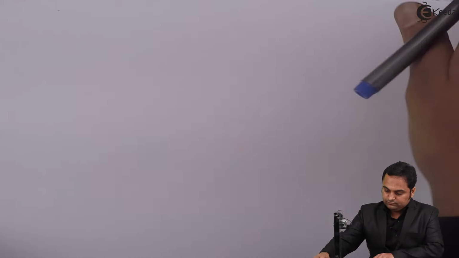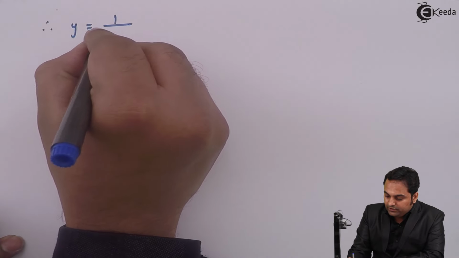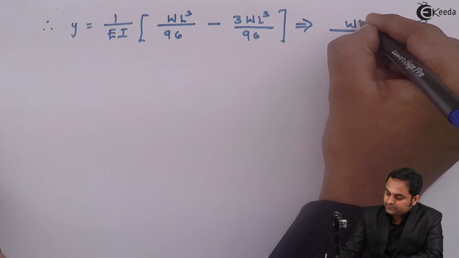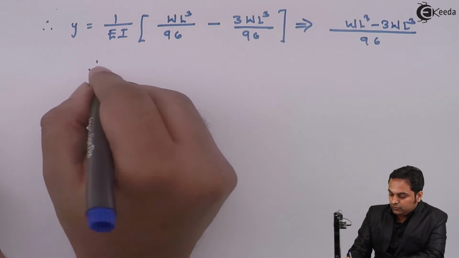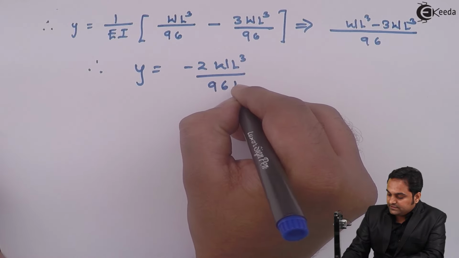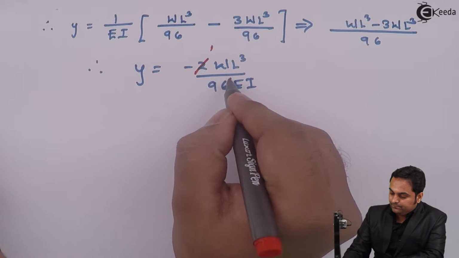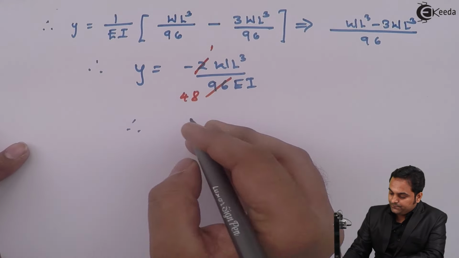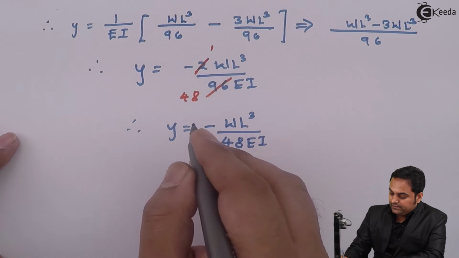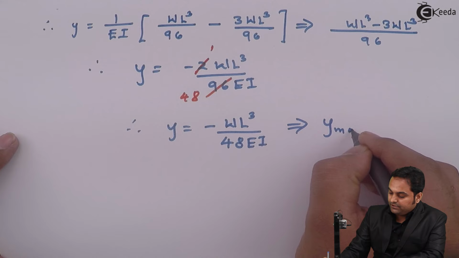Therefore y is equal to 1 upon EI, WL cube upon 12 into 8, that is 96, minus 3WL cube upon 96. So this will be 96 WL cube minus 3WL cube. So y value will come out to be minus 2 WL cube upon 96 EI. So here we have the value as, after cancellation, y is equal to minus WL cube upon 48 EI, and this deflection which we are getting is nothing but maximum deflection.